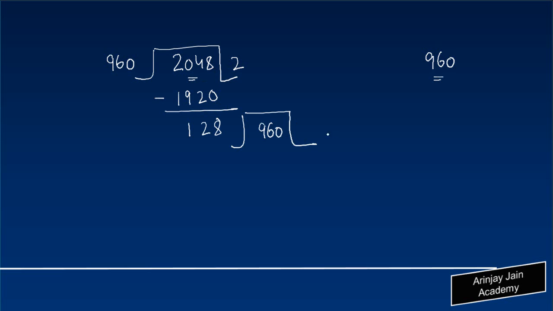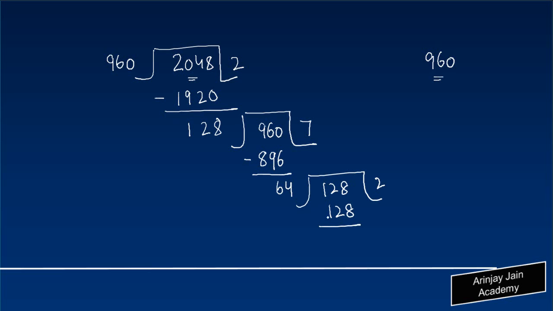Divide 960 by this number. It should ideally go around 8 times. No, it should go 7 times. 7 times 8 gives you 56. 6, 5 carry. 89. 64. Divide 128 by 64, times 2. 128, subtract, 0 is the remainder. So the highest common factor is 64.